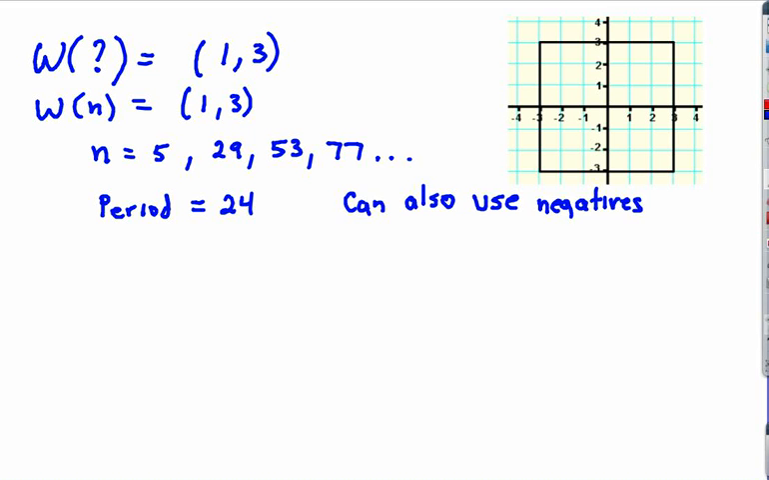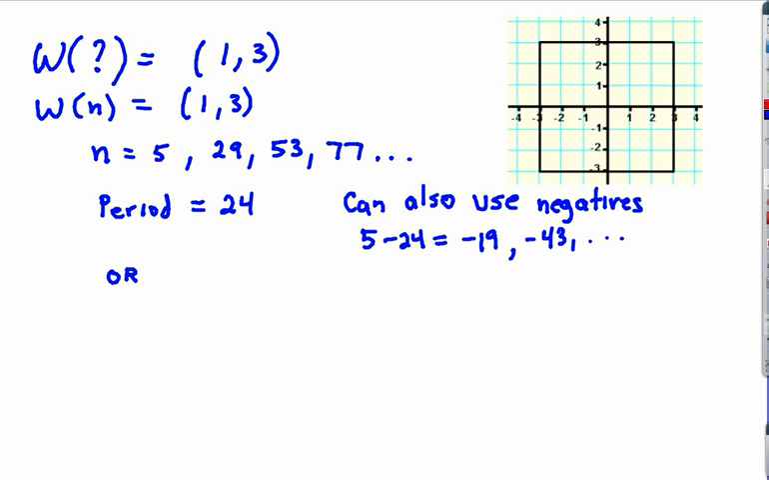But we could also go in the negative direction. So if you think about starting with the number 5, you could subtract 1 full period instead of add a full period, and now you're at negative 19. Subtract 24 from that, and you're at negative 43, etc. So you see, there's really an infinite number of ways that you could get to the point 1, 3.